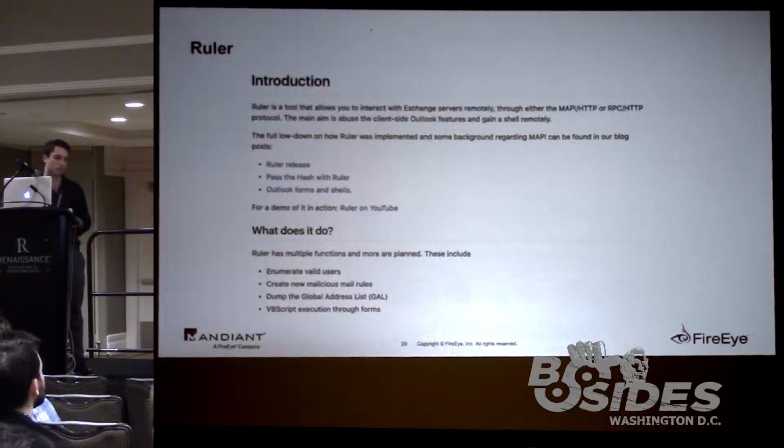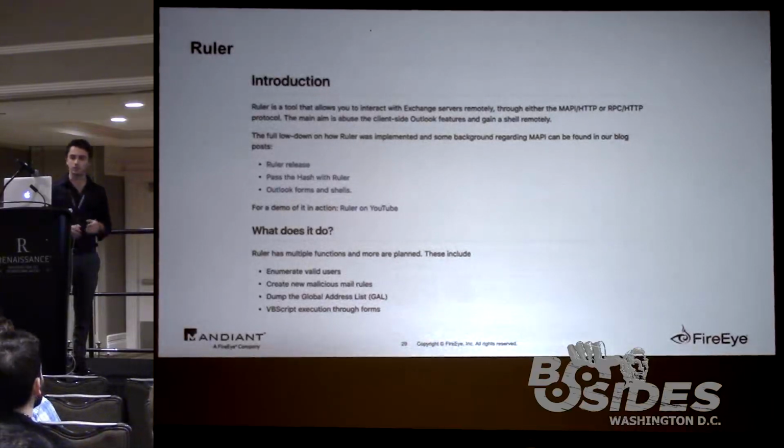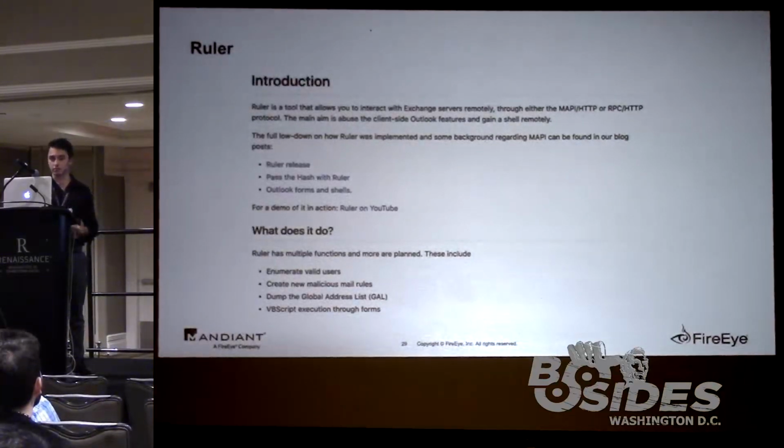Essentially, it allows you to run code on the underlying system. So if they open up their Outlook application on their system, Ruler can inject some malicious code into that system just by them opening their email, essentially.